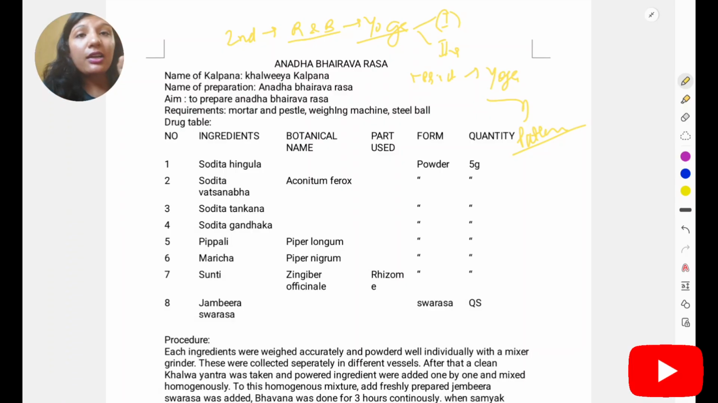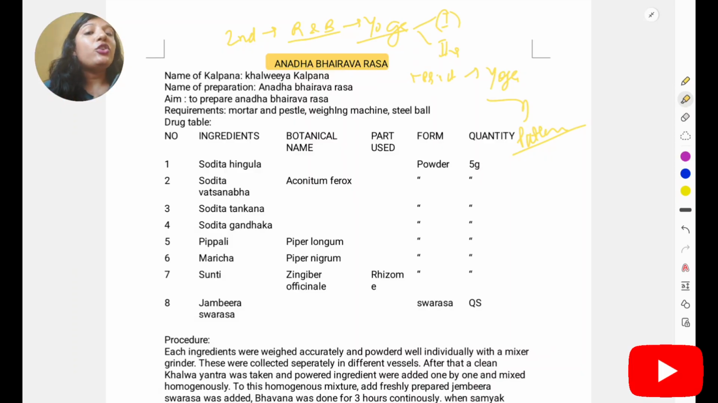The first example I am taking here is Ananda Bhairava Rasa. It is one of the Rasashastra examples, and for the practical you can start with the name of the kalpana. It is one of the Khalviya kalpana. The name of the preparation is Ananda Bhairava Rasa. These are the two lines you have to write for your practical exam, along with the aim. Because we are preparing one thing, our aim is to prepare Ananda Bhairava Rasa.